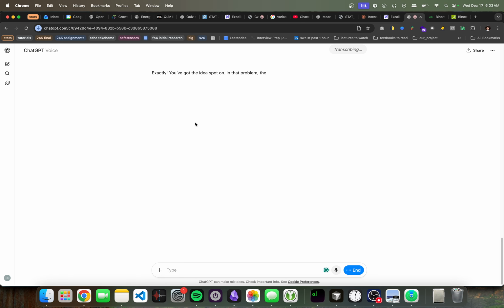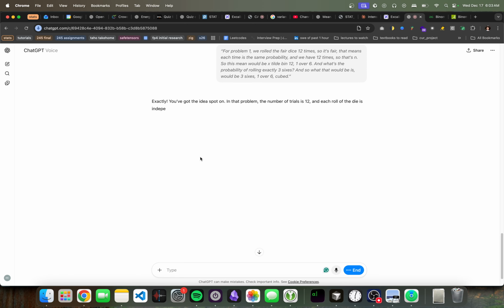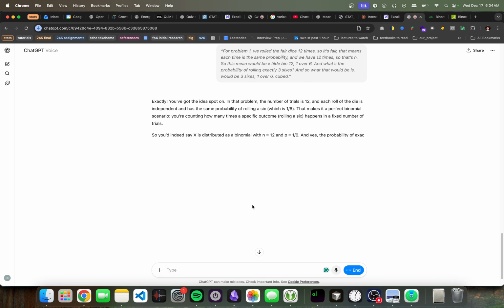Exactly. You've got the idea spot on. In that problem, the number of trials is 12, and each roll of the die is independent and has the same probability of rolling a 6, which is 1/6. That makes it a perfect binomial scenario. You're counting how many times a specific outcome, rolling a 6, happens in a fixed number of trials. So you'd indeed say X is distributed as a binomial with n equals 12 and p equals 1/6. And yes, the probability of exactly 3 sixes would be the binomial probability formula applied with k equals 3. Perfect reasoning. Let me know if you want to go through any others.